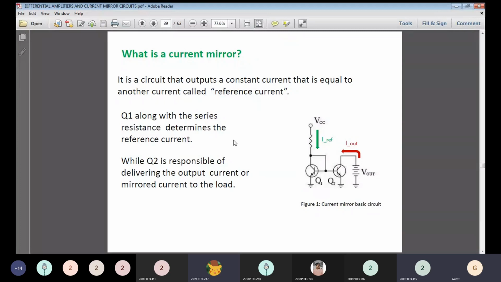Q1 along with the series resistance determines the reference current, which is indicated in green, while Q2 is responsible for delivering the output current, or mirror current, to the load. So this is your mirror current, and this delivers the output current.